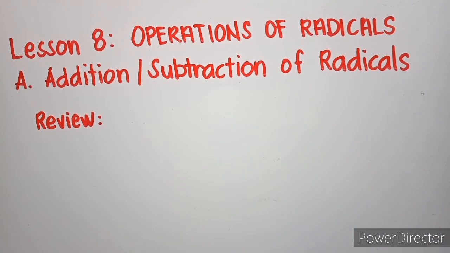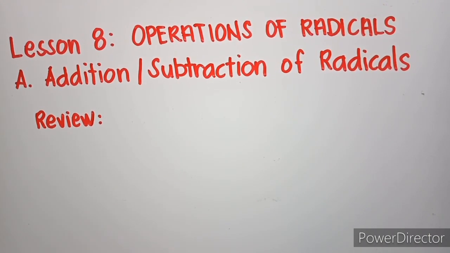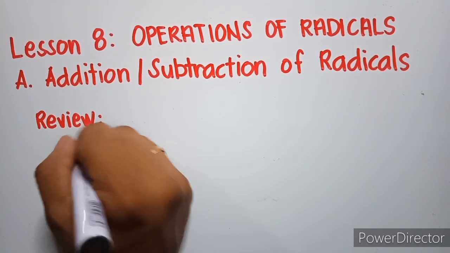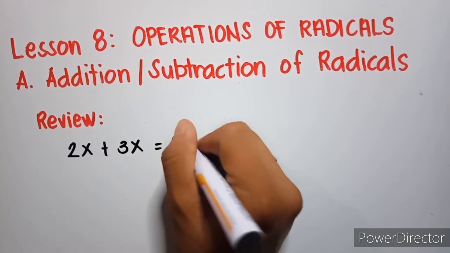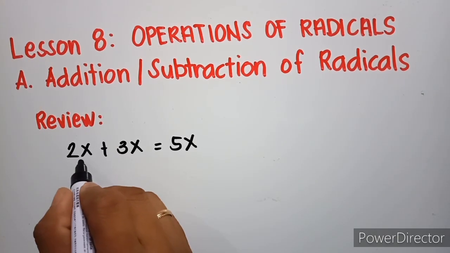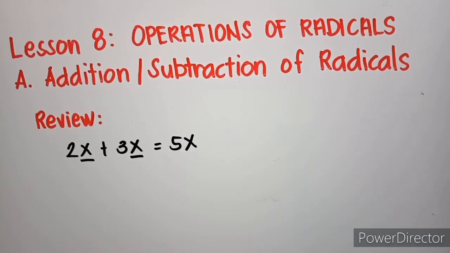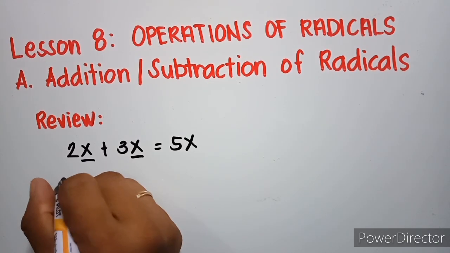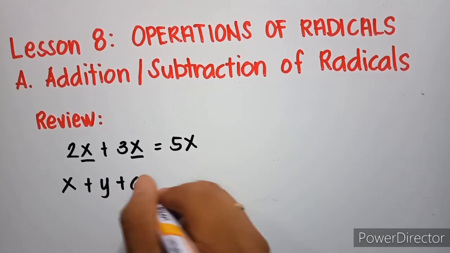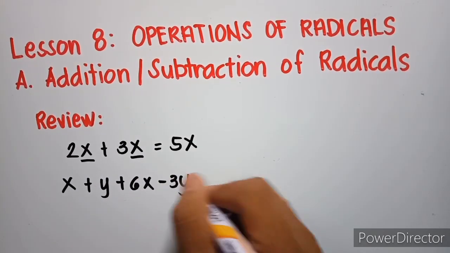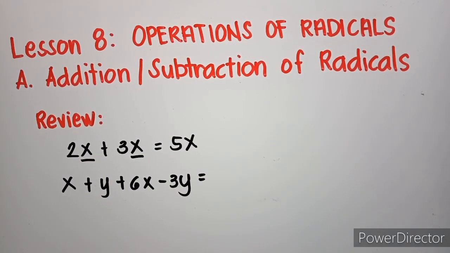So let's have first our review. Just like in algebraic expressions, for example, 2x plus 3x equals 5x. As you can see, we have the same variable here, which is x. We can also have x plus y plus 6x minus 3y. So, how do we add or subtract algebraic expressions having two variables?